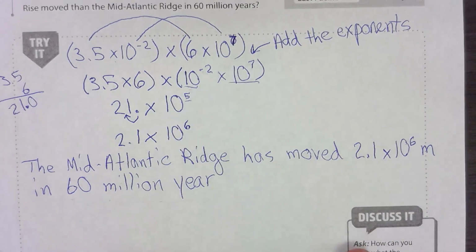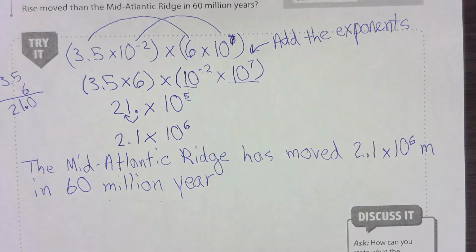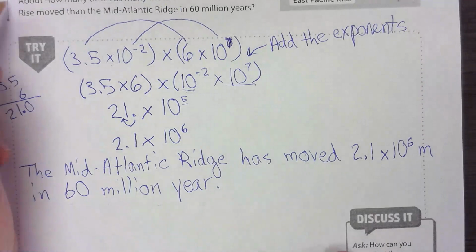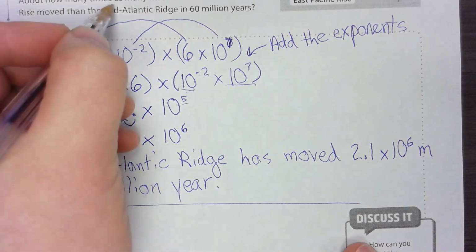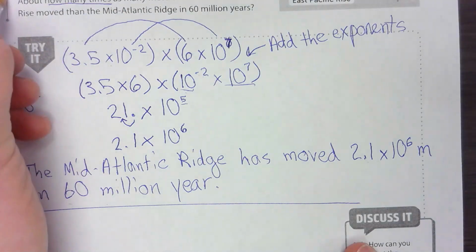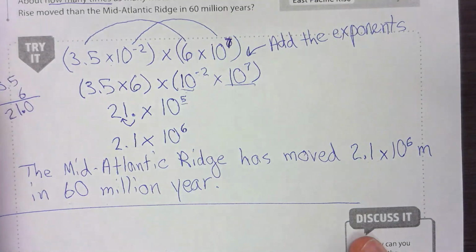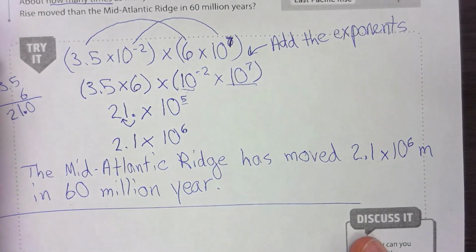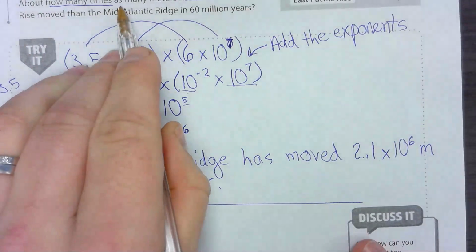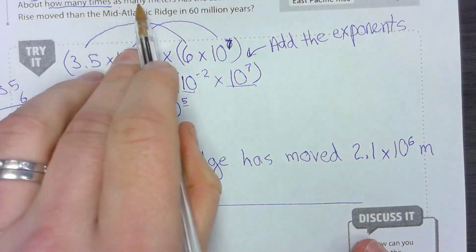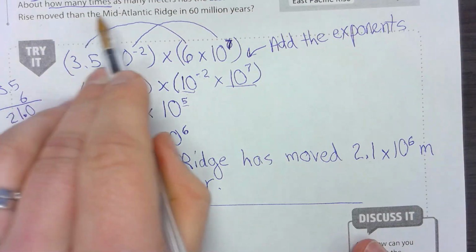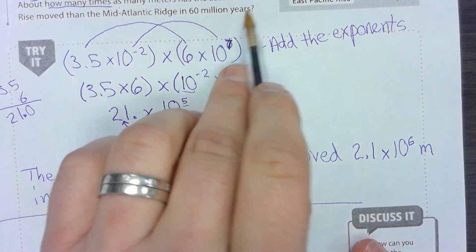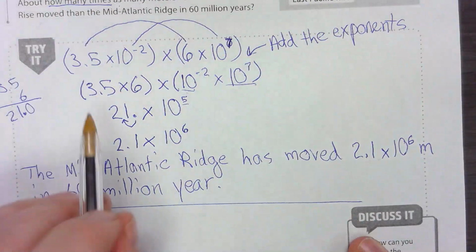Okay, so we are going to keep chugging along here. We have a second question now, and it says, how many times? You know this. We've talked about this. This is division. About how many times as many meters has the Eastern Pacific Rise moved than the Mid-Atlantic Ridge in 60 million years? Okay, well, we can do that.